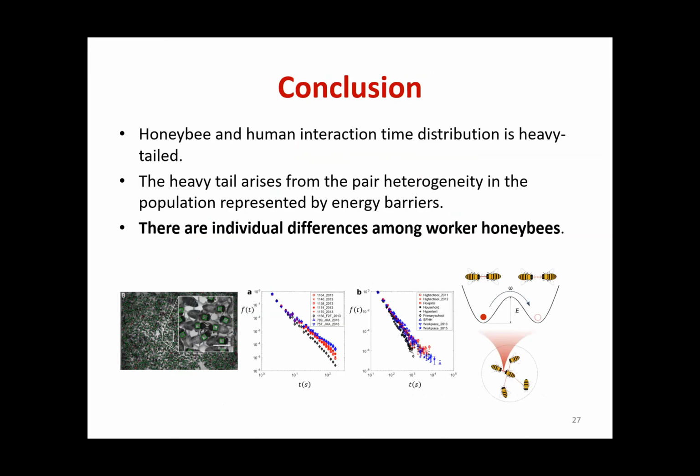So, so far I showed you that for both honeybees and humans, the interaction time distribution is heavy-tailed. And this heavy tail and the scaling law we saw in our theory arises from the individual differences in the population, which could be represented by the energy barriers. And we also directly showed that there are indeed individual differences among worker honeybees. Yeah, thank you.